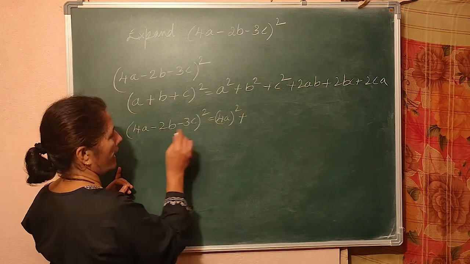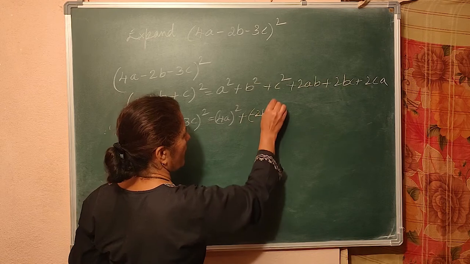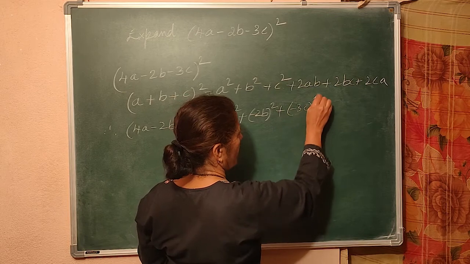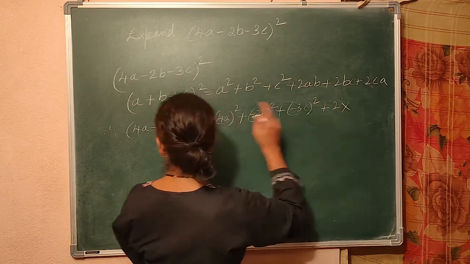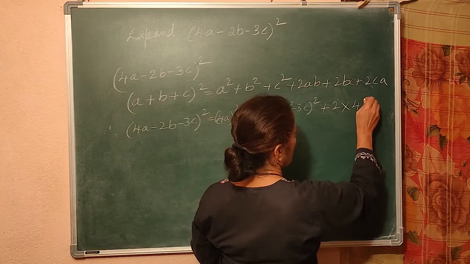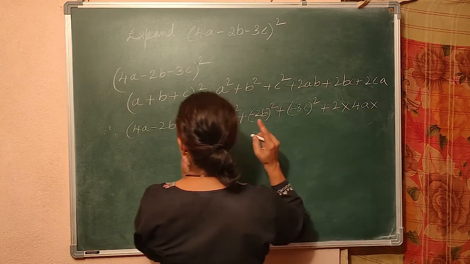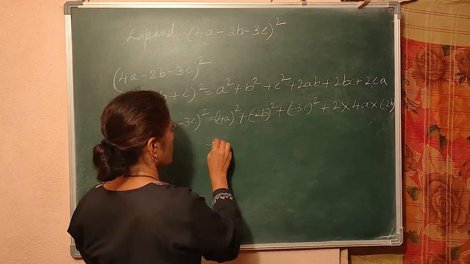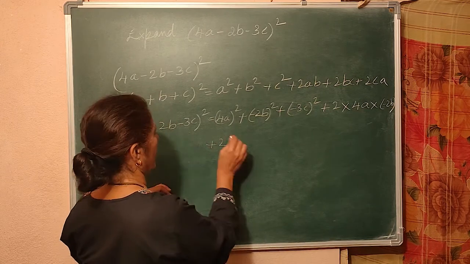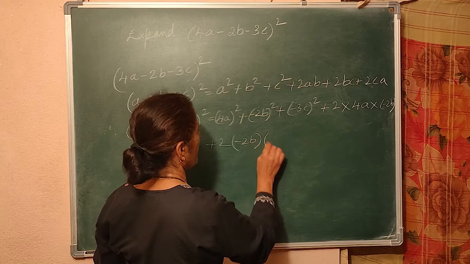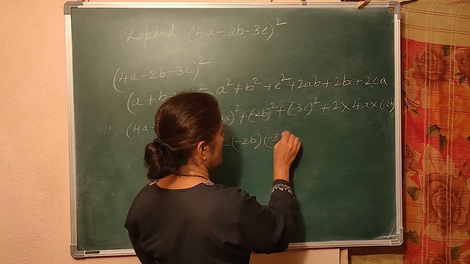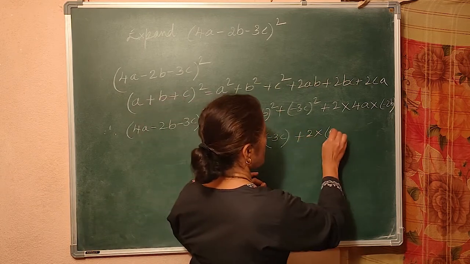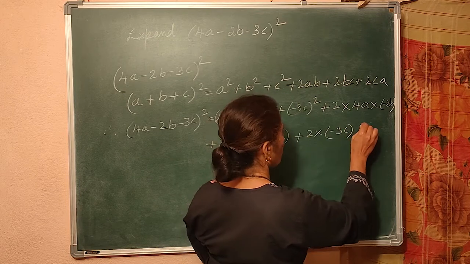So, therefore, (4a minus 2b minus 3c) the whole square is equal to 4a the whole square plus, in the place of b, what is b? Minus 2b the whole square plus, in the place of c, minus 3c the whole square plus 2 into what is a? 4a into what is b? b is minus 2b. So plus 2 into, in the place of b, minus 2b into what is c? Minus 3c, plus 2 in the place of c, minus 3c into a, 4a.